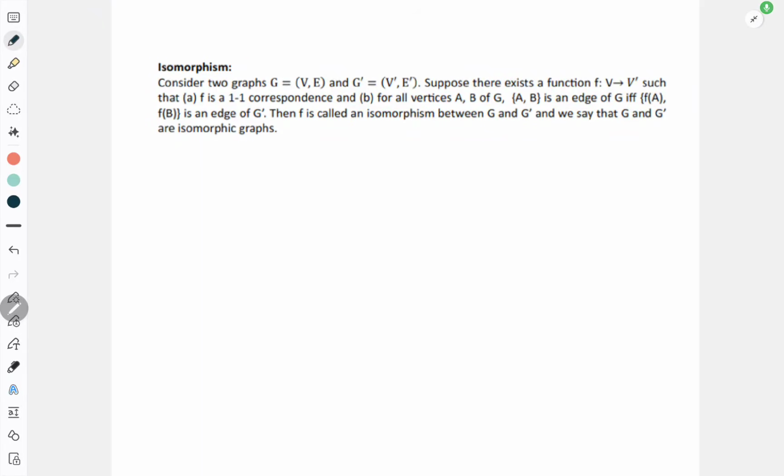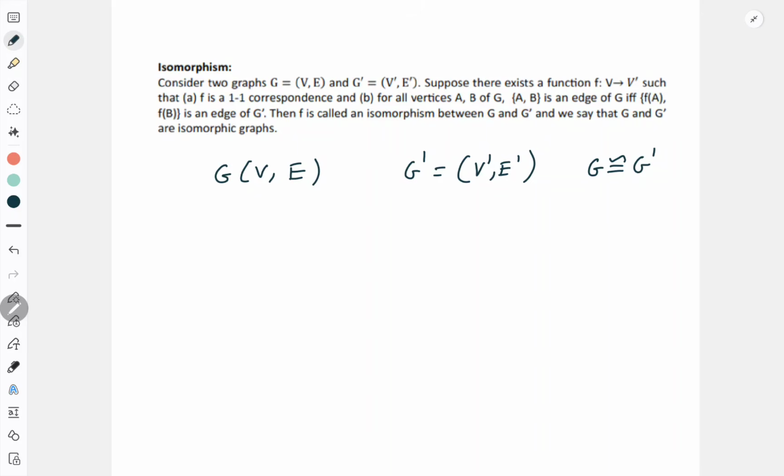Hello students, in this video we will discuss the isomorphic graph. When are two graphs said to be isomorphic? That is what we have to discuss. Okay, so let us try to understand. Suppose there is a graph G with (V, E), where V is the vertex set and E is the edge set, and there is another graph G dash, (V dash, E dash). Now these two graphs are isomorphic, which is written like this.